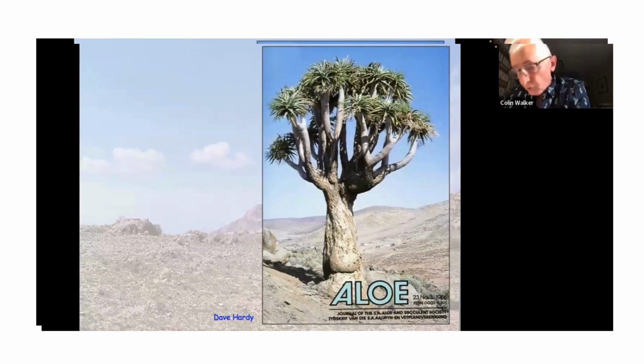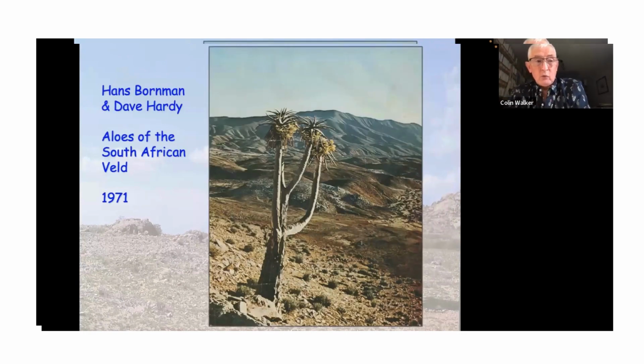Photographs now. Lots of published photographs of tree aloes, obviously. Here we are in 1986, the cover of the South African journal Aloe. Unfortunately, this is no longer in print. This is a Dave Hardy photograph of Aloedendron pillansii on the front cover. In 1971, Dave, along with Hans Bohrmann, published a book, The Aloes of the South African Veldt. This is the back dust jacket image, again featuring Aloedendron pillansii.